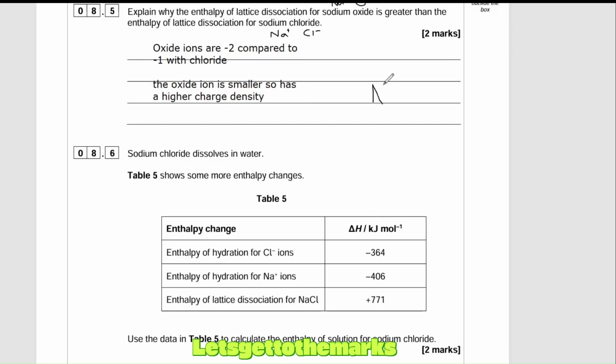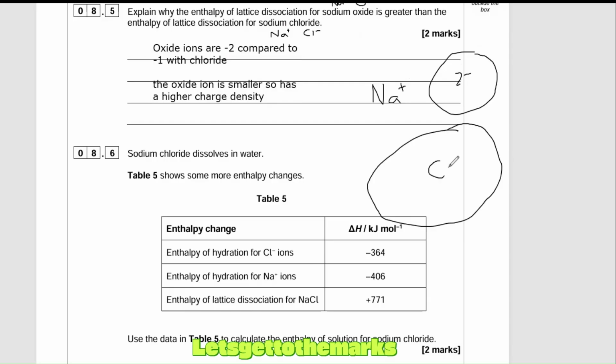Okay, and so both of these factors combine. Essentially, what we're saying here is sodium with its positive charge is going, "Come to me, baby." And the oxide ion is like that, but the chloride ion, the negative charge, is spread over a bigger distance. And so this here is going to have a greater lattice dissociation enthalpy. It's harder to break that than it is to break that. Okay, right. And we've explained that there. Let's move on.